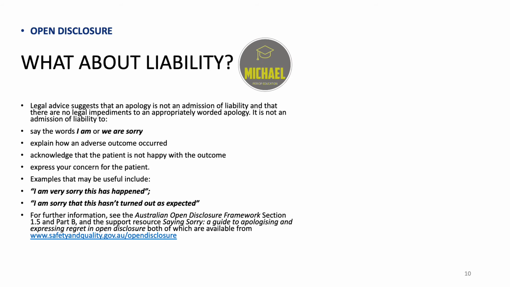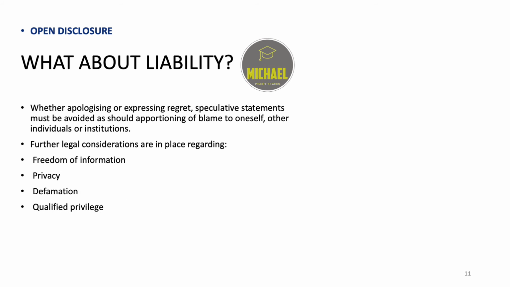So they're given a few examples here. "I'm very sorry this has happened." "I am sorry that this hasn't turned out as expected." If you want more information on it, then I refer you to the Australian Open Disclosure Framework, section 1.5 and part B. And there's a support resource, Saying Sorry, a guide to apologising and expressing regret in open disclosure. So there's the website, www.safetyandquality.gov.au/open disclosure.